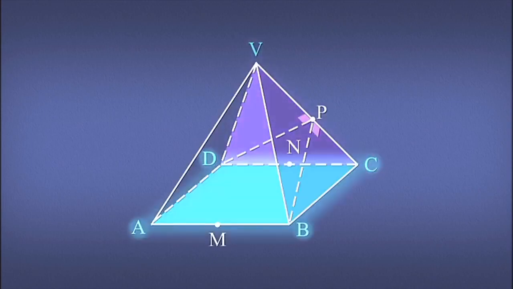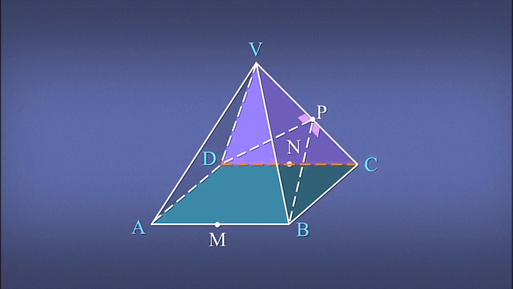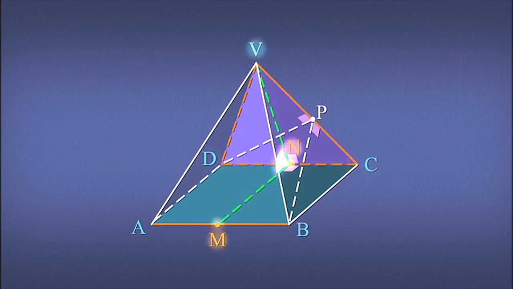Plane VDC and plane ABCD intersect at line DC. DC is a line of intersection. Since VC is equal to VD, and N is the midpoint of CD, VN is perpendicular to DC. ABCD is a square. M is the midpoint of AB and N is the midpoint of DC. Thus, MN is perpendicular to DC. VN and MN are the two arms of angle VNM. Therefore, angle VNM is the angle between plane VDC and plane ABCD.